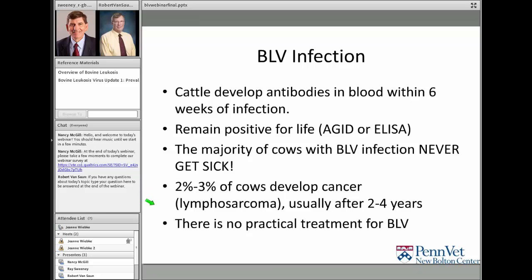A couple of other facts: there is no practical treatment either to get rid of the virus, nor is there really a treatment for the cancer if a cow is one of the unfortunate 2% to develop cancer. And I should mention, it's not on the slide, but there is no vaccination currently available for BLV.